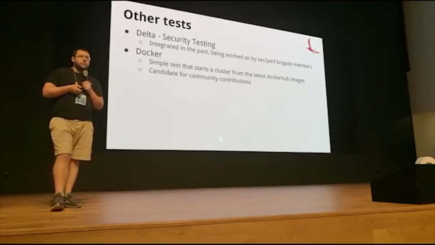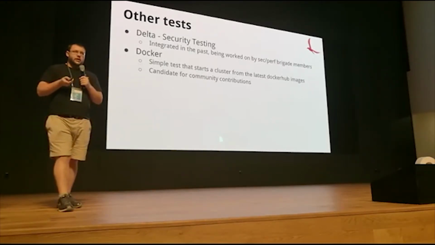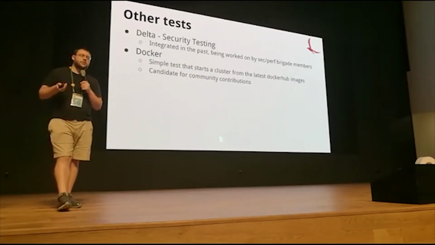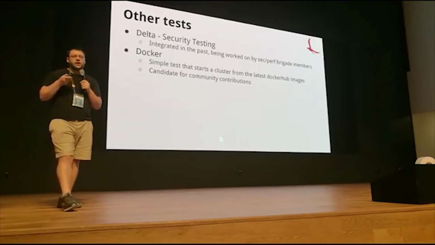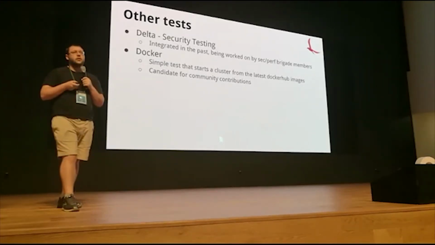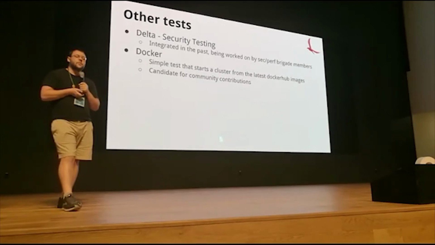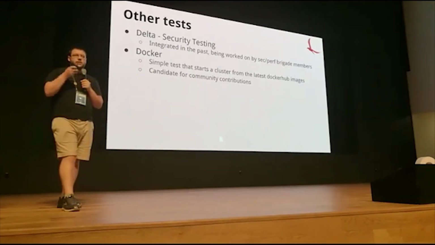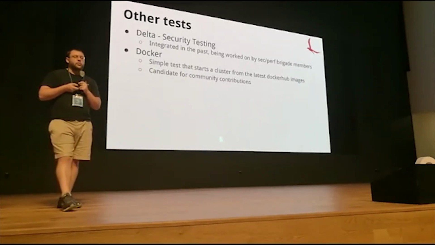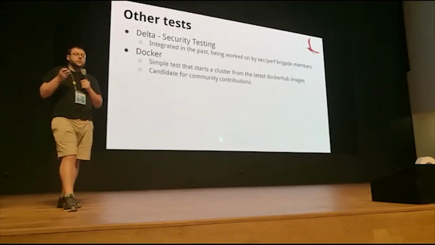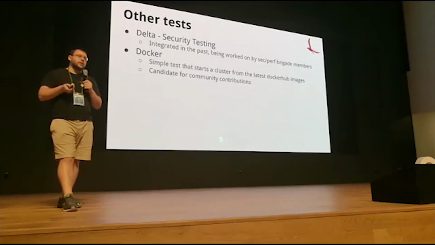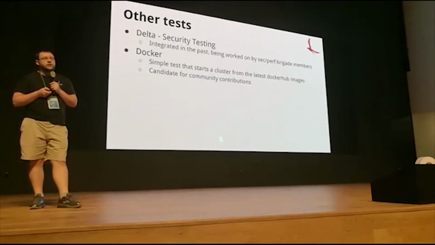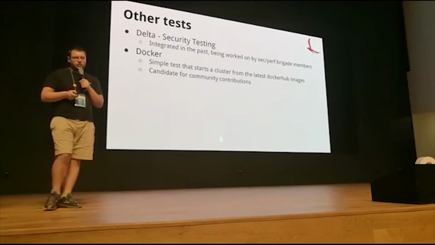We've done some integration with the Delta security testing in the past. The current version of Delta and the current version of ONOS don't play well together, and the Security and Performance Brigade is working on getting that test back up and running. We also have some simple Docker tests that basically just download the latest couple of images from Docker Hub, and then form a cluster and verify that the cluster can start. And obviously, this is a pretty simple test, and it's a great candidate for community contributions.